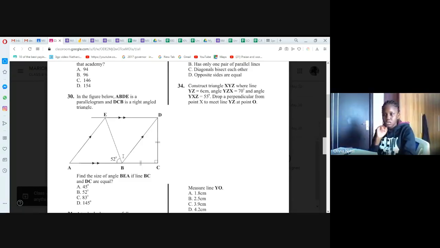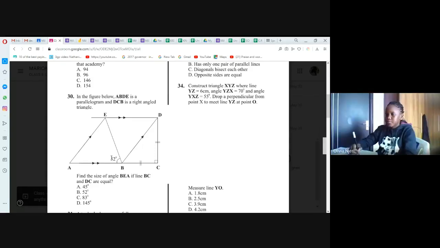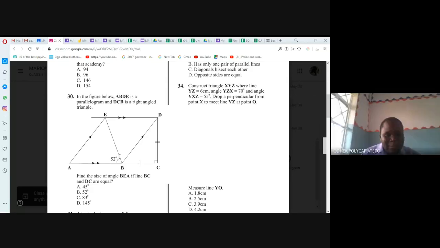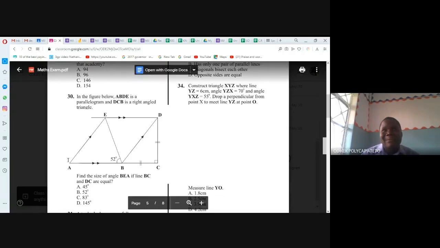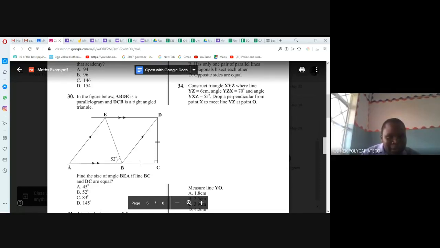83. You got 83? Yes. So the whole of this angle here, 83 plus 52 gives you how many? 135. 135 minus 180, you get what? 45. So here is 45. EAB is 45. Here is also 45. Here is 135. So we have gotten all the angles.